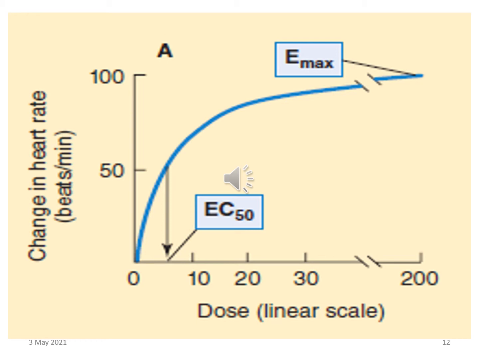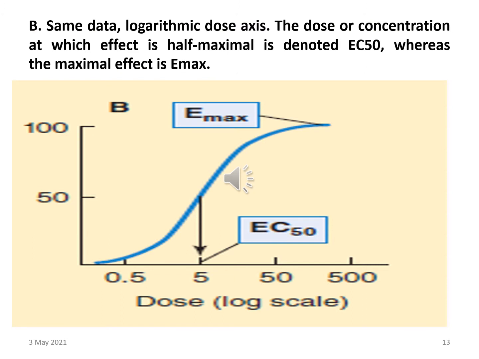This is the difference, and later I will explain more. Well, here is the same data on a logarithmic dose axis. The dose or concentration at which the effect is half maximal is denoted as EC50, whereas the maximal effect is the ED50. This curve is called the logarithmic dose curve.